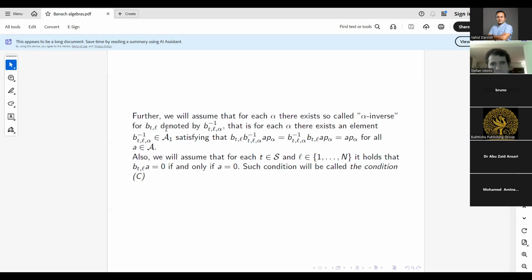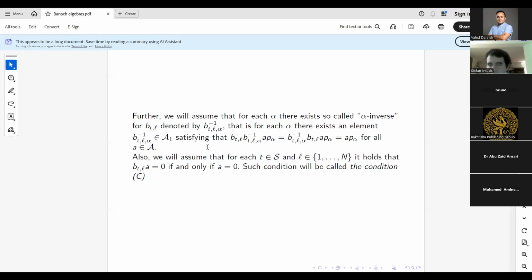Well, we can require that for any fixed alpha, BTL has a so-called alpha inverse. And we will denote it in this way here. It would mean that for each alpha, there exists an element, this is this alpha inverse, satisfying this equal to AP alpha for every A in A. So recall, observe now that this actually varies on alpha. So it is not a fixed inverse, but for fixed alpha, we require that we can find some element in A1 denoted in this way here, such that these equalities hold for every A in A and for this fixed P alpha. Of course, when BTL is invertible, then all these alpha inverses are simply BTL inverse.